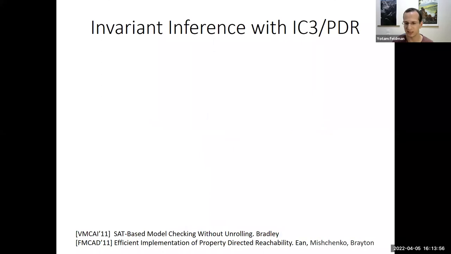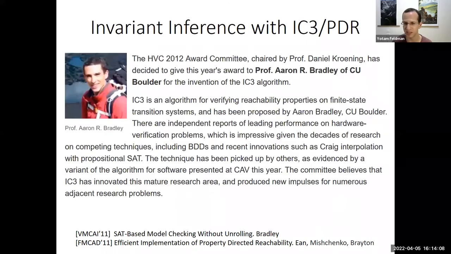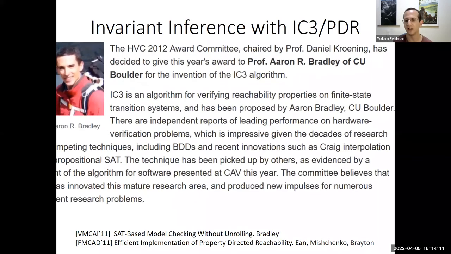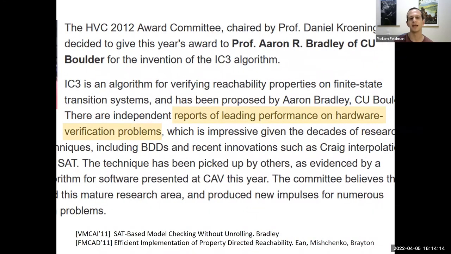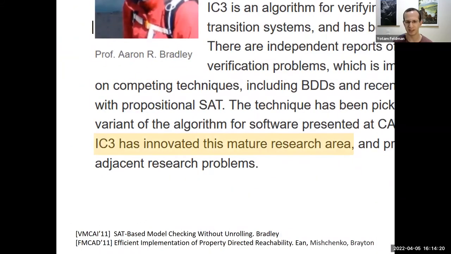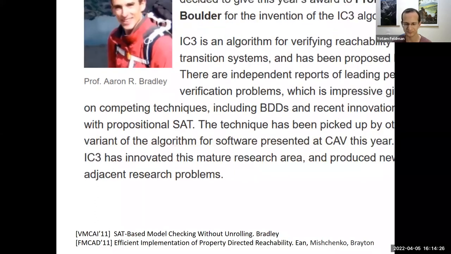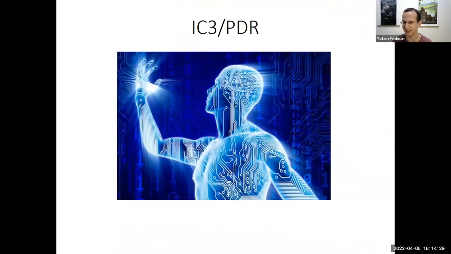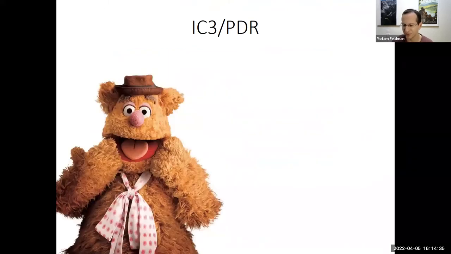One of the latest breakthroughs in invariant inference is an algorithm called IC3 PDR, which was published in 2011. And was recognized quickly afterwards as a very, very big thing. So for example, the HVC award from the subsequent year cites reports of leading performance on hardware verification problems and the fact that IC3 has innovated this mature research area in what by now includes not only the verification of hardware, but also adaptations of the algorithm to software verification. So this is a very, very super intelligent algorithm. I think one of the big questions is why? Why is it such a super intelligent, wonderful algorithm? Surely science holds the answer.